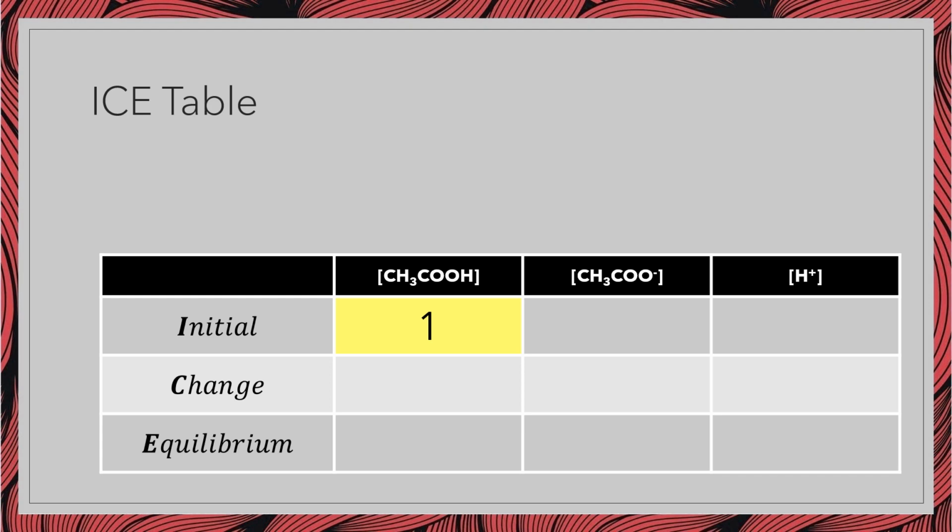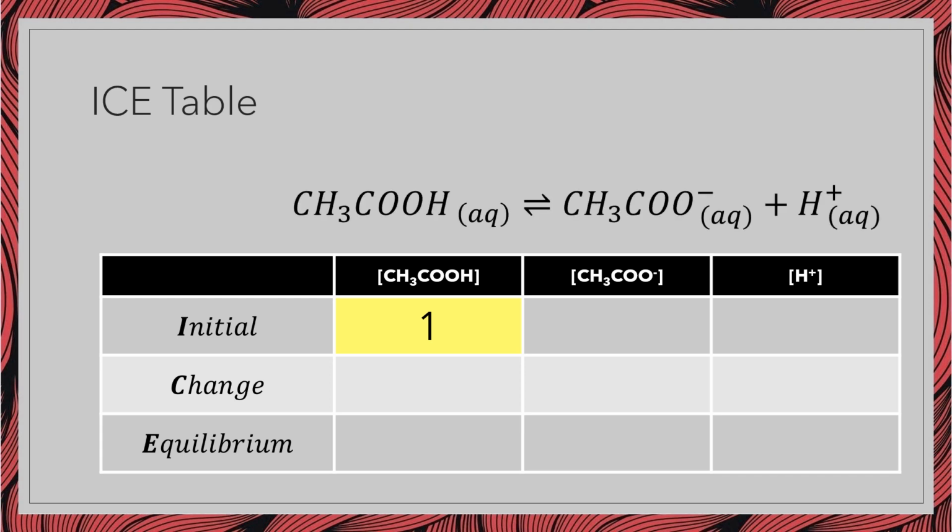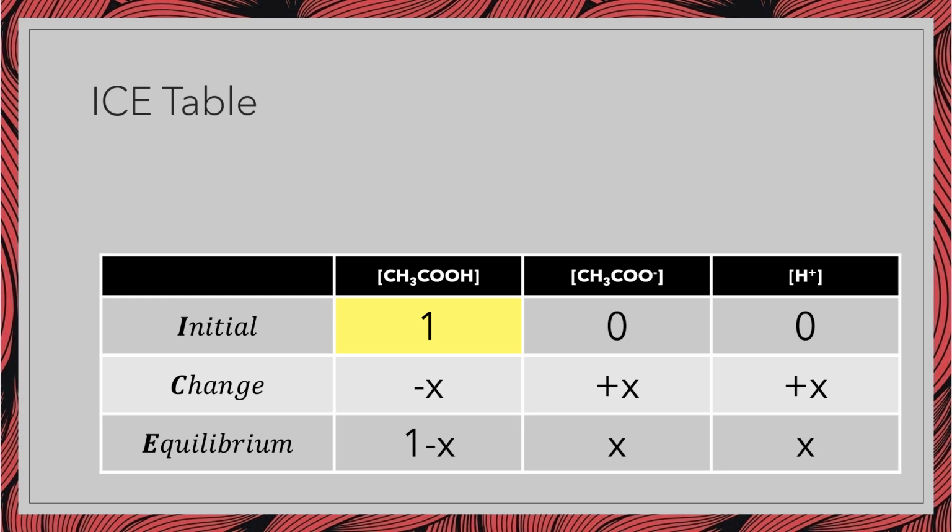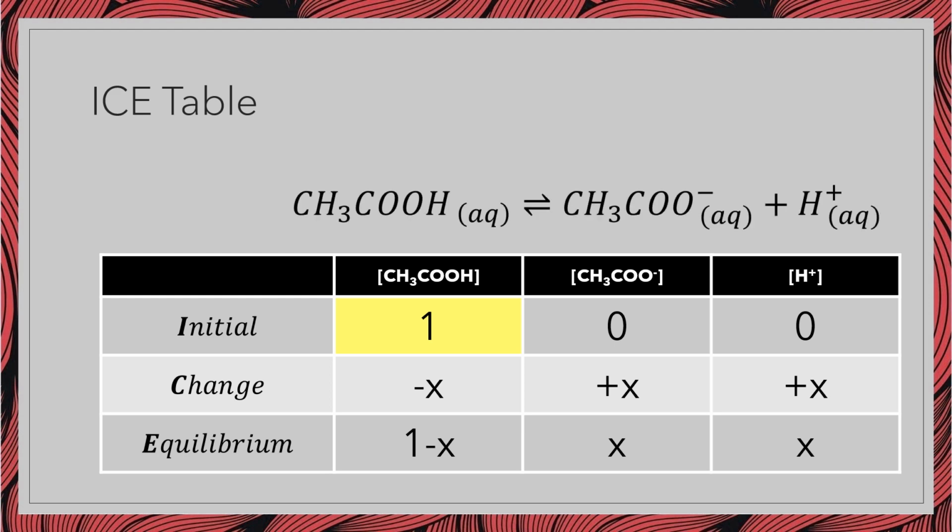Now, our ice table. We know we had 1 mole per liter of acetic acid at the beginning. We know that some of that is going to dissociate and form acetate and H+. However, the amount that will dissociate, we don't know just yet. But it's going to go down by X, and because it's 1 to 1, the acetate and the H+ are going to go up by X. So at equilibrium, we have concentrations of 1 minus X, X, and X.